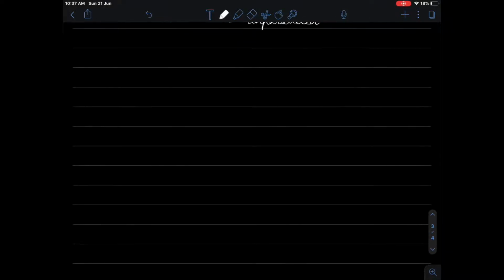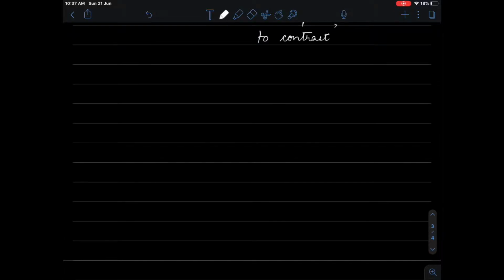Okay, let's have a look at the kunyomi reading. Kuraberu, which means to compare, or to contrast, to compare or to contrast.